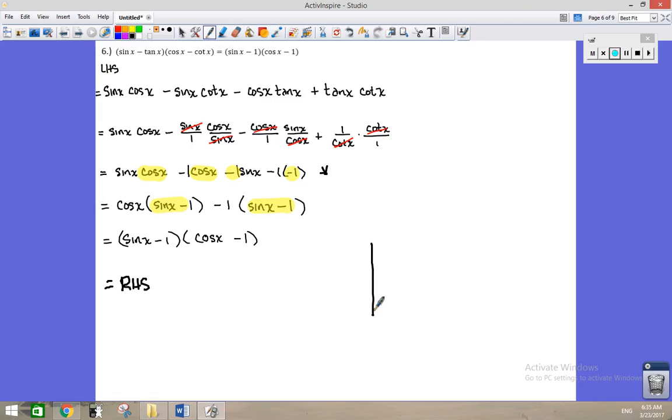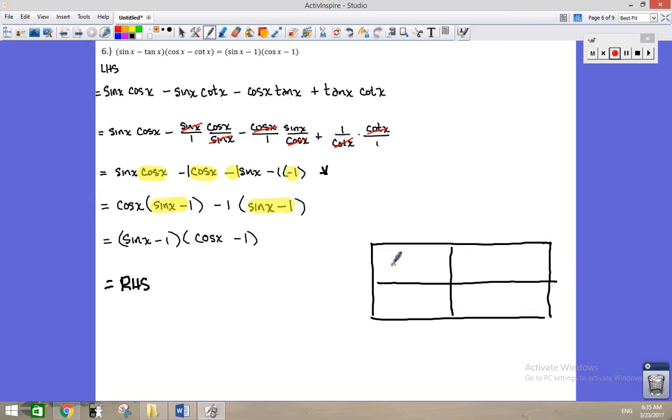What if you didn't really like the way that I did this, which is sometimes common? A lot of times when we enter information in a table, we enter it diagonally. But here, what if we just go straight across left to right and then straight across left to right? What if we put the sine of x, cosine of x, and then minus cosine of x, and then minus the sine of x, and then plus 1.